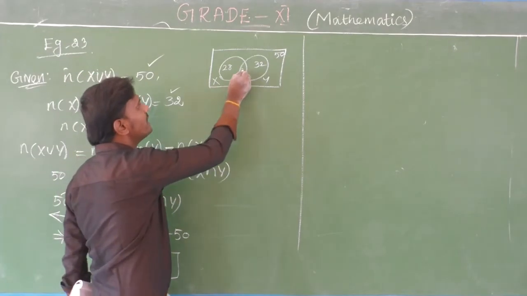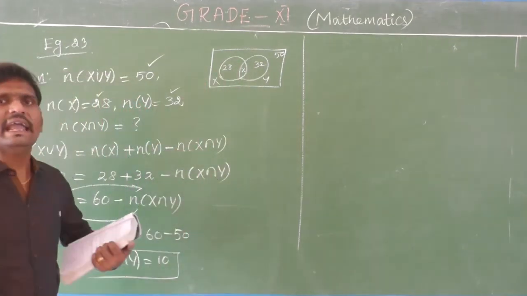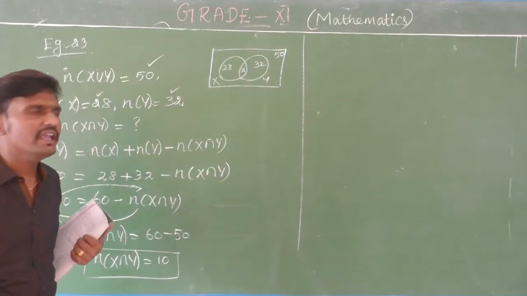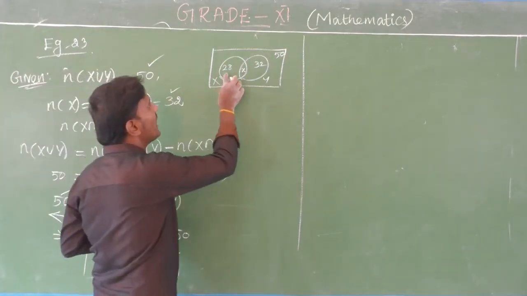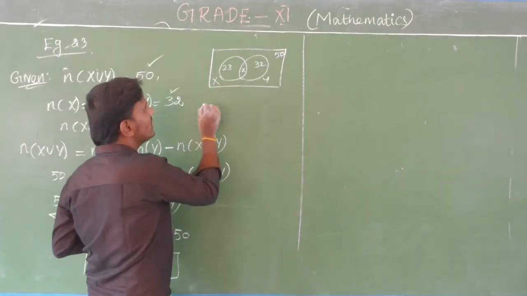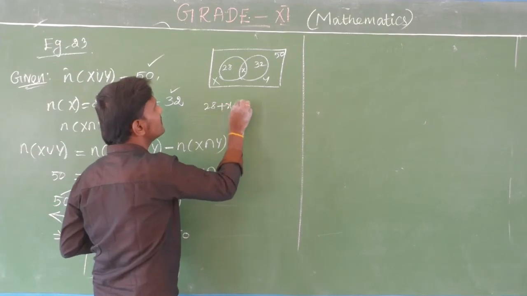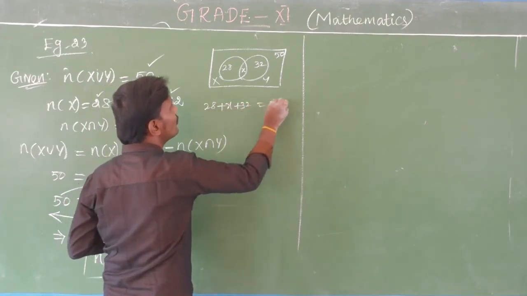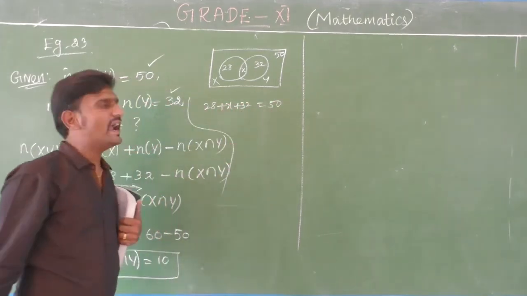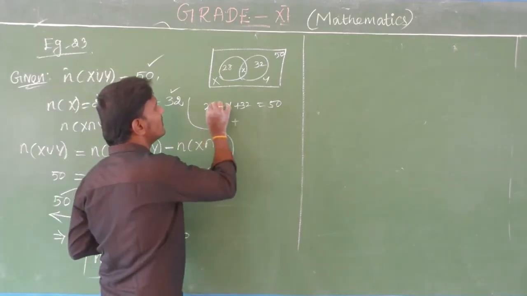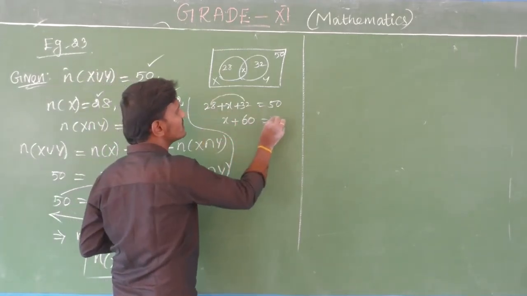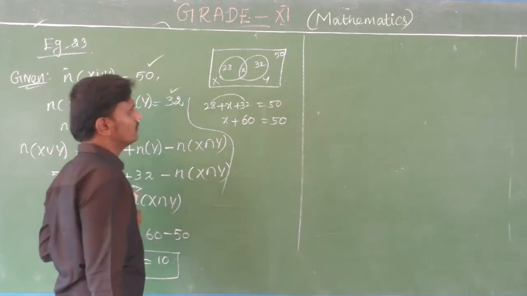So this one I don't know, so that one is mentioned by x. Now I am going to add these three to get that. So that is 28 plus x plus 32, which is equal to 50. Okay. Now add these two. x plus 28 plus 32 is 60, which is equal to 50. Okay.